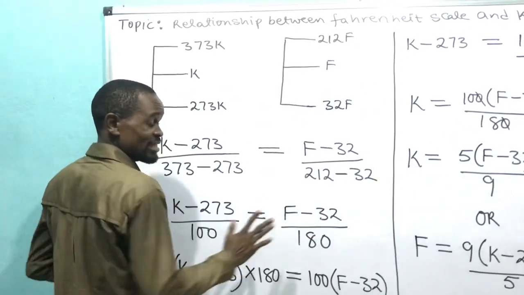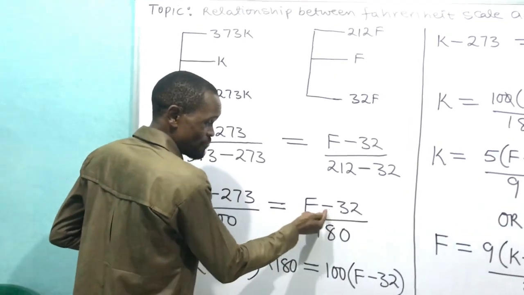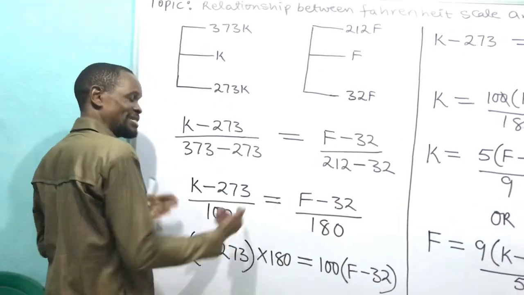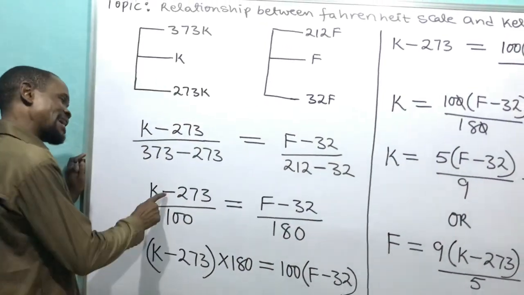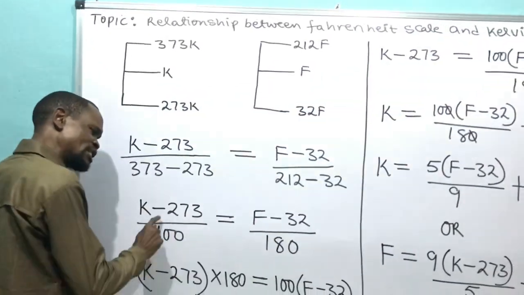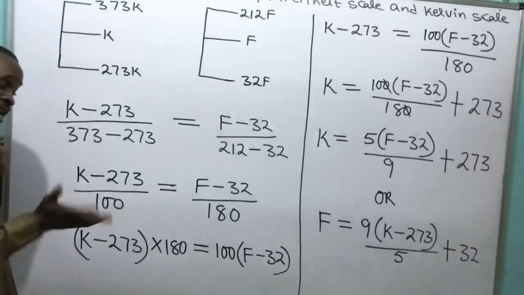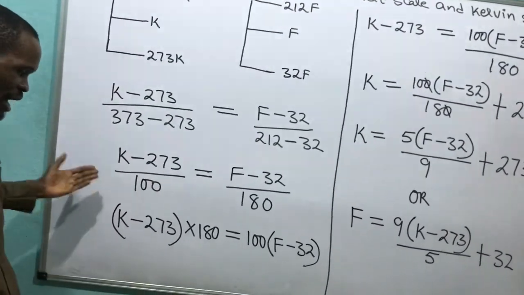Then this minus this is constant. I cannot change it. F minus this, they are not like that. Likewise, this one. Then 212 minus 32 will give me 180. Remember that these numbers in this equation are constants. They cannot change. Well, let's see how it moves.